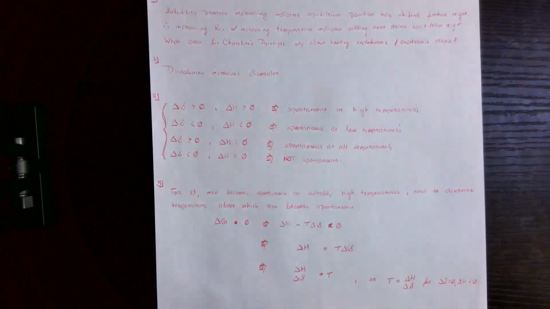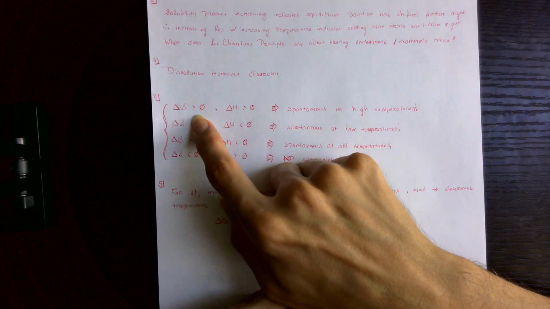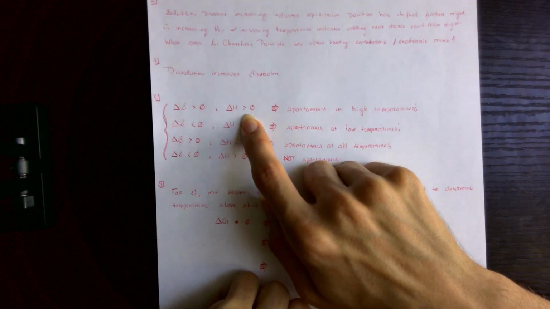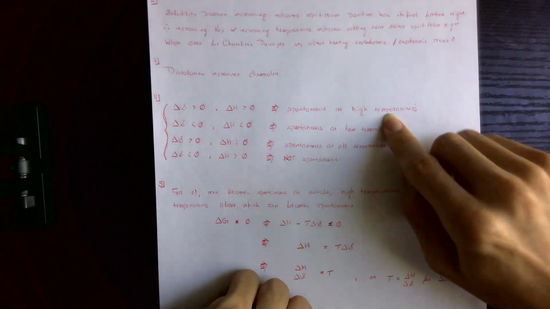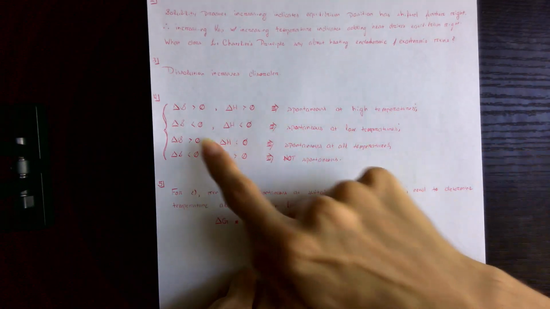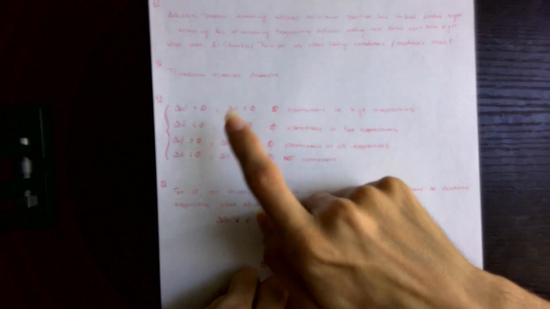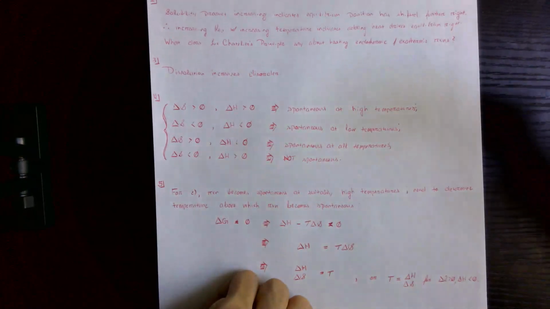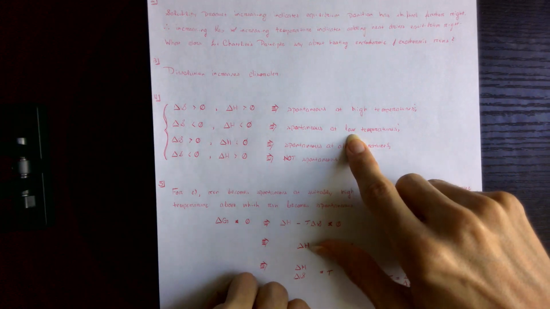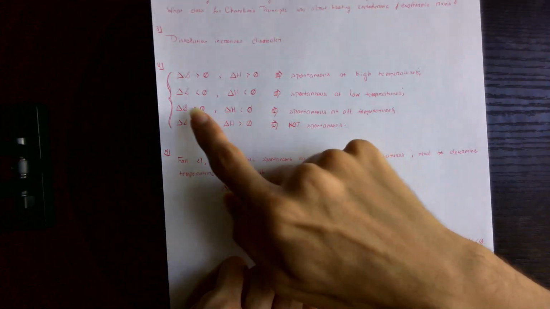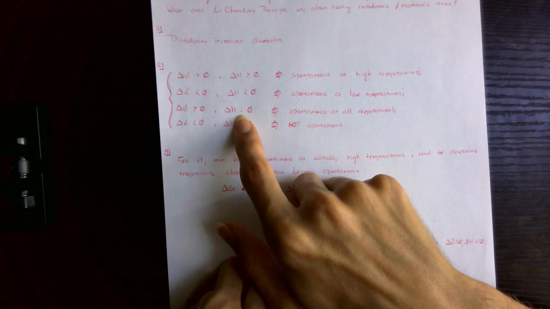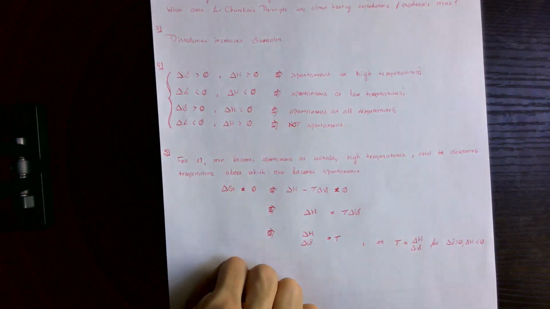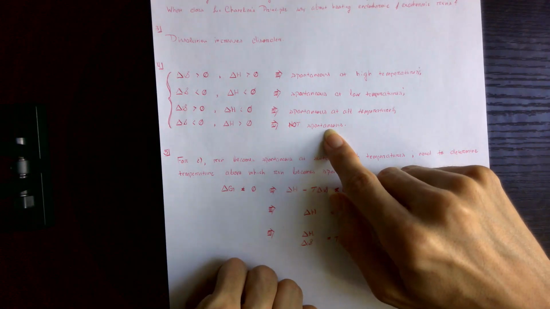Okay? So, if delta S is positive and delta H is positive, you're going to get a negative delta G only at sufficiently high temperatures. If delta S is negative and delta H is negative, you're only going to get a spontaneous reaction to occur at low temperatures. If you've got positive delta S and negative delta H, it's going to be spontaneous everywhere. And if the opposite is the case, then it's not going to be spontaneous at any temperature.